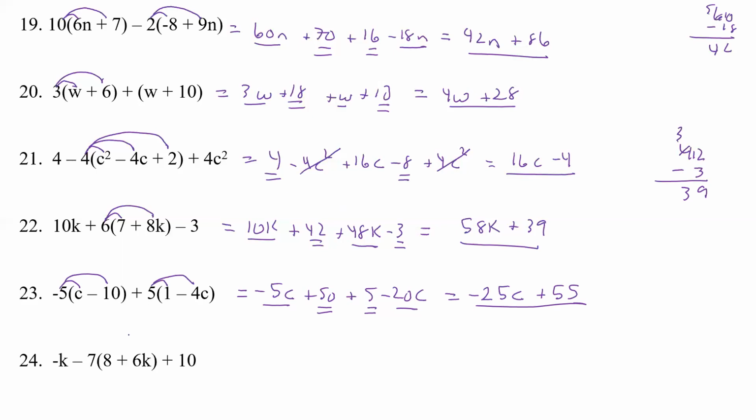And one last one here, multiply there. So we have a negative k, then we have minus 56, and then we have minus 42k, and then plus 10. So we got k's and numbers. Minus 42 minus 1 is minus 43k. And minus 56 plus 10, well, that's going to give us a minus 46. And then that would be our solution.